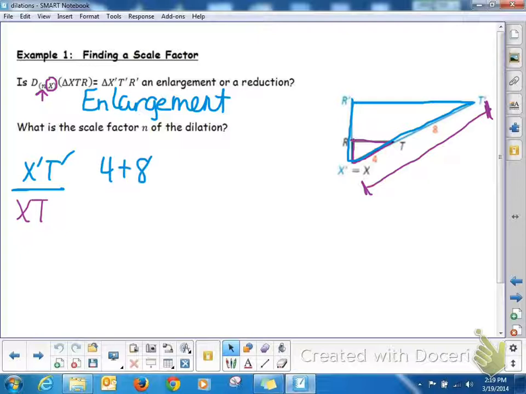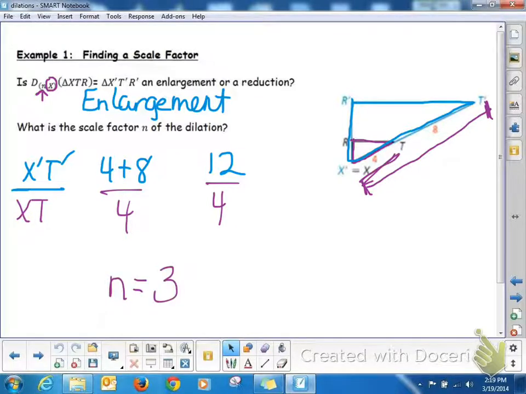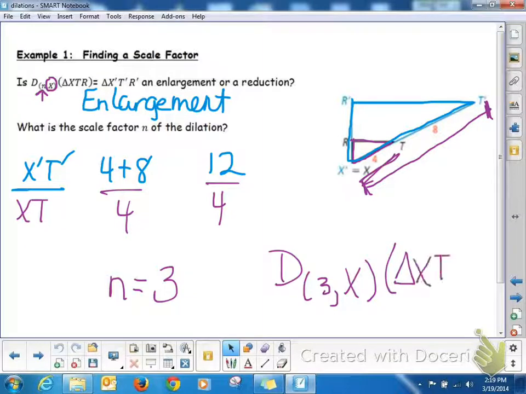It's the entire length, so it's 12 XT prime. XT is just this piece, so it's 4. So our scale factor is 3. So the dilation is 3 with a center point of X of triangle XTR.